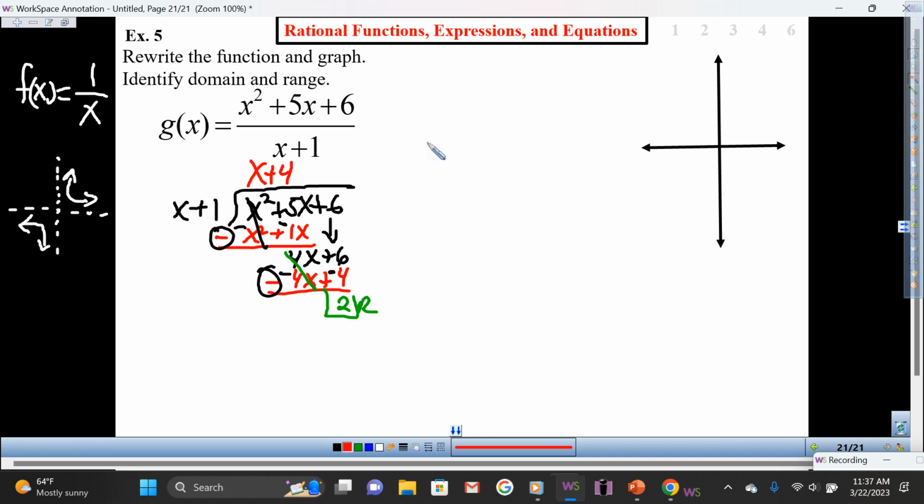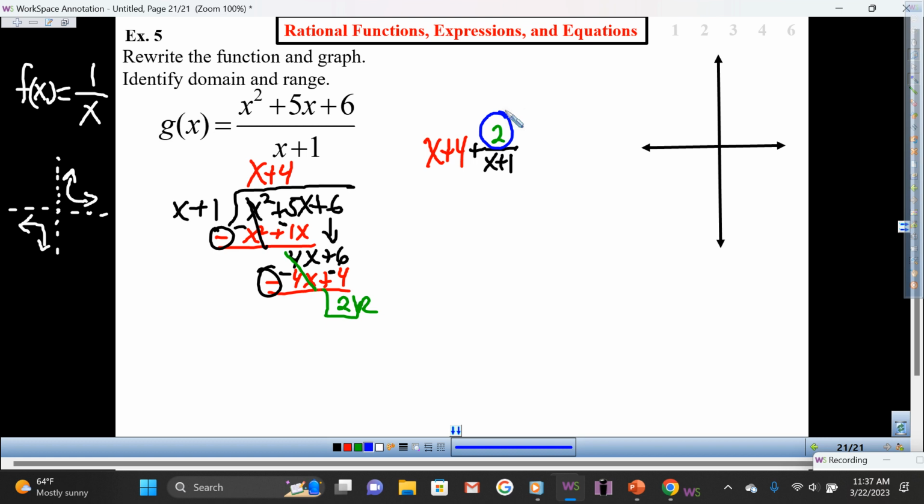How do I write that? x plus 4, what else? Plus 2 over x plus 1. Okay. However, where do I move this 2 to?